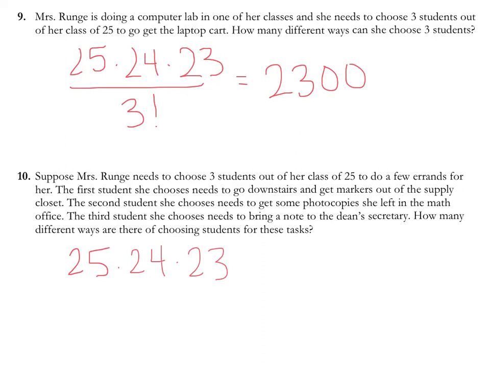The order does matter in this case because depending on what order I pick the students in, they're going to do different tasks. So picking John, then Alice, then Jess is going to yield different sets of tasks than if I picked Jess, then Alice, then John. So since the order matters, I'm not going to divide by any factorials, and I get 13,800.